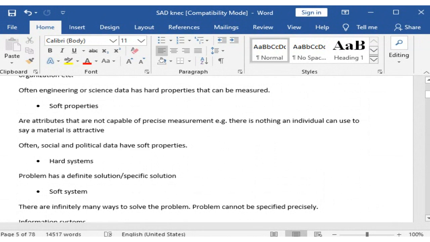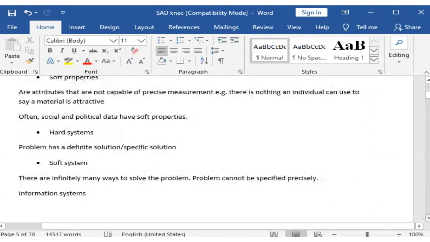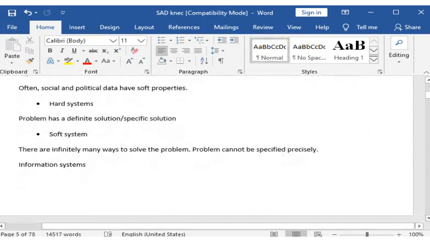Now, we have hard systems, where the problem has a definite or specific solution and can be specified precisely. Then we have soft systems, whereby there are infinitely many ways to solve the problem.